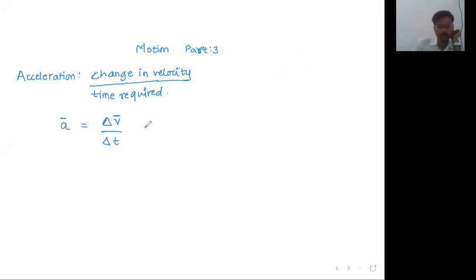Now sir, can we say this change in velocity as final velocity vector minus initial velocity vector? F stands for final, I stands for initial. Okay, divided by, sir, time required. Yes, you can say that. Sir, can we say final time as t2 or final time instance minus initial time instance? Yes, you can say that.